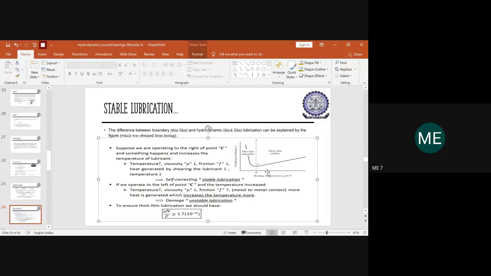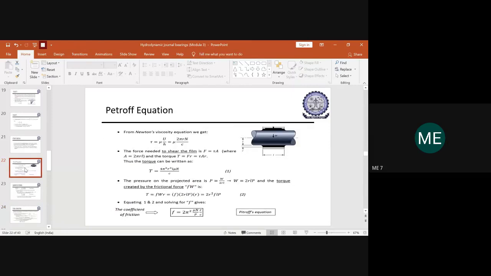Here is the value of C, the clearance value. Before and after the clearance value, the lubricant film will be unstable or stable, and that is what you have to understand. Suppose you are operating to the right of point C and something happens that results in increasing the temperature of the lubricant. This happens related to the lubricant film you are using.